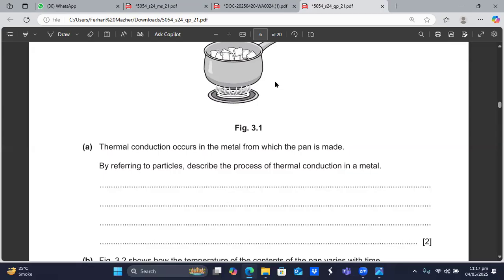And then what happens? The particles at the cold end also start vibrating vigorously, and in this way, by the vibration of the particles, the energy is transferred from the hot end to the cold end.